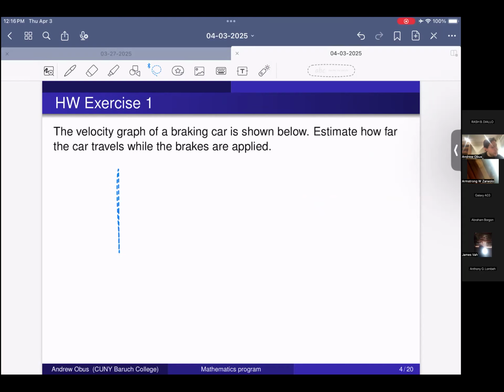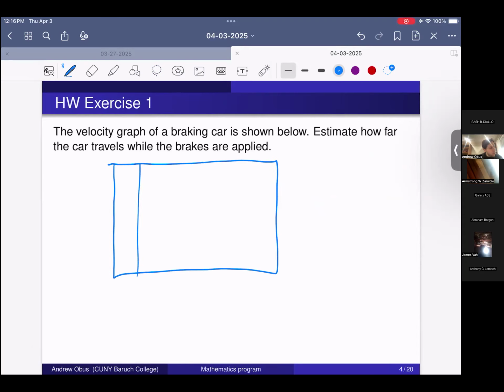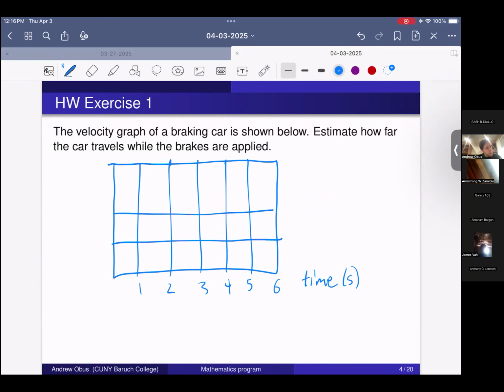Oh no, that's not what I want. We have 1, 2, 3, 4, 5, 6. This is time in seconds. And then I have velocity: 20, 40, 60. This is velocity in feet per second.